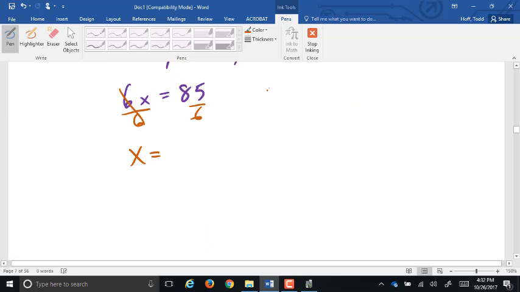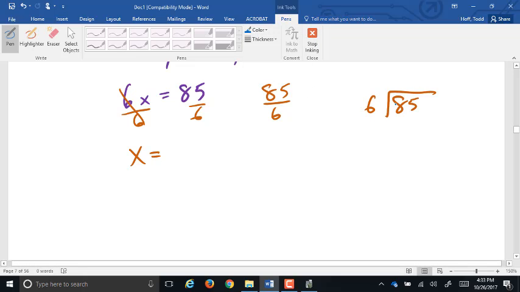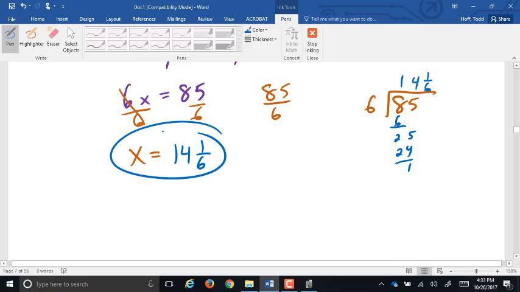X equals, we're going to take that 85 over 6, and we're just going to reduce it like it's an improper fraction. 6 goes into 85. 6 goes into 8 once. That's 6. Bring down the 2. Bring down our 5. 6 goes into 25 4 times would be 24 with 1 left over. So 14 1/6. So we get the same answer, and there's a case where it might actually be easier to use those least common denominators.